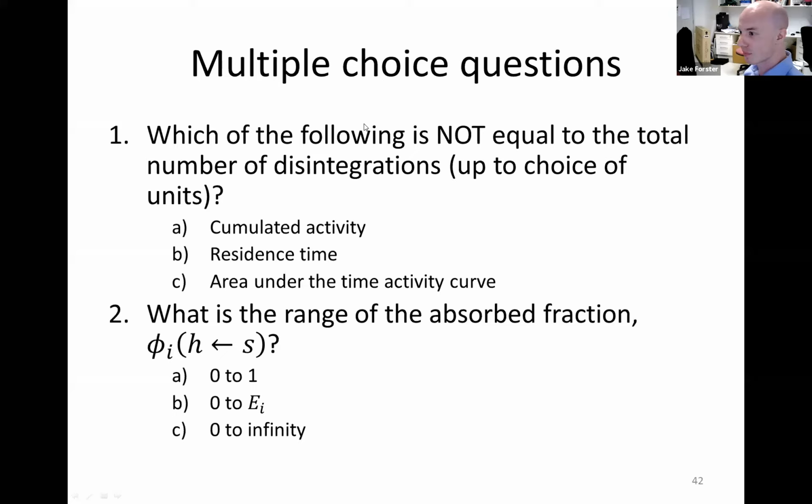Okay, we can stop polling question 1. So the correct answer was residence time. Jake, can you explain one? Yeah, so the majority got it right. The residence time is the total number of disintegrations divided by the administered activity. Whereas the area under the time activity curve and the cumulated activity are both equal to the total number of disintegrations, if you have the correct units.